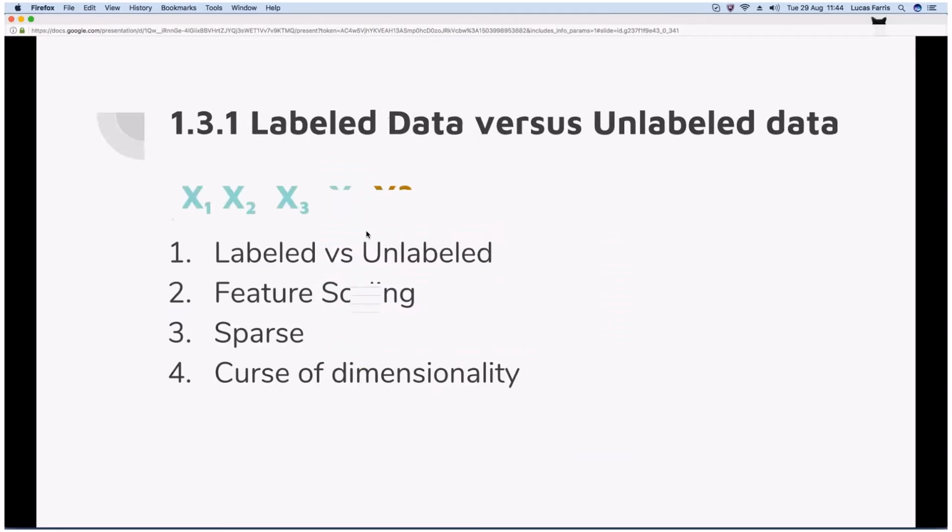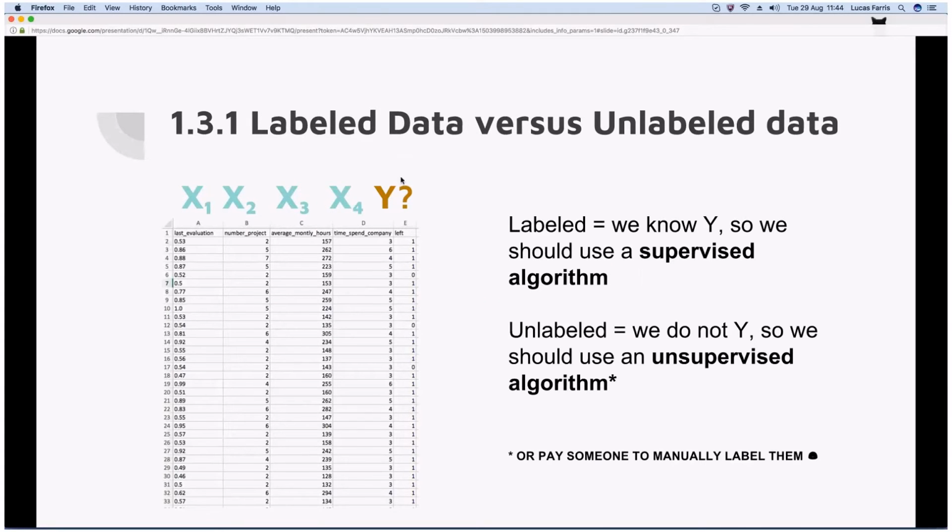Data has two types: you can know the output or not. This, for example, is a four-dimensional data set for human resources. It has the evaluation, the number of projects the person has worked on, and each row is a person. It also has the average monthly hours the person works, the number of years the person spent at the company, and whether they left or not, yes or no. In this data set in particular, we know the output, the classes of the output, for example whether they left or not. So this data set we can call labeled. If we didn't know this column, it would be unlabeled.